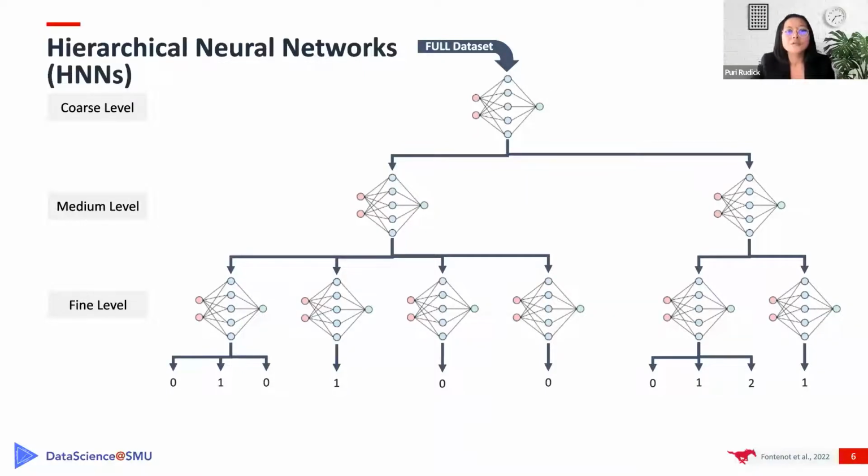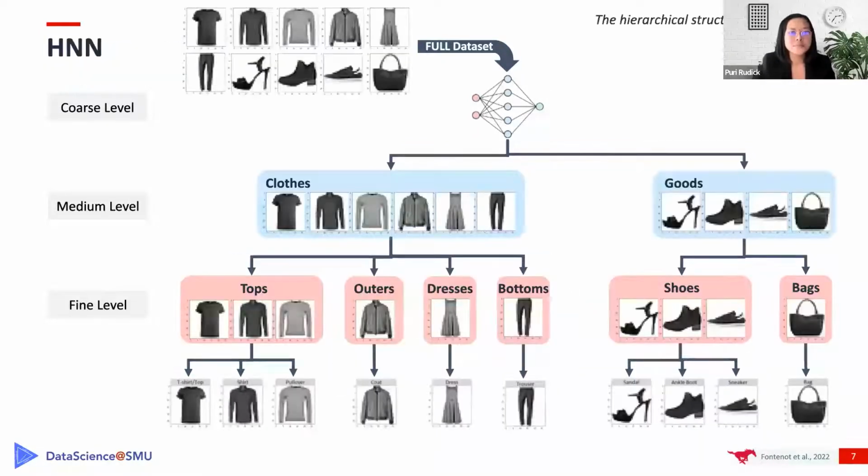So let's see how it would go with our data set. The full data set feeds into the first model, which only predicts either clothes or goods. Then these feed into the next model to define their subcategories and so on, until the model in the last level makes the final prediction for all 10 classes.